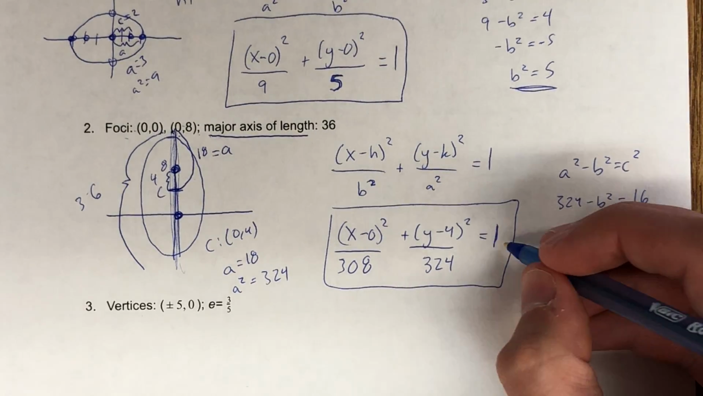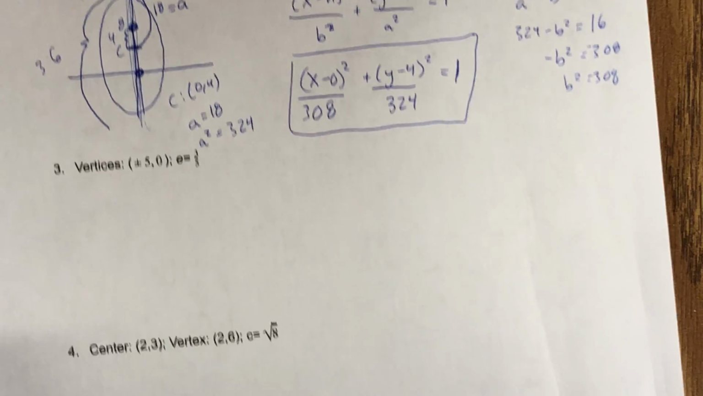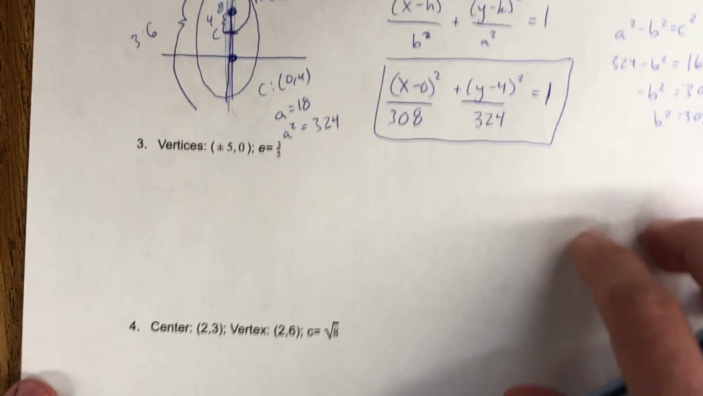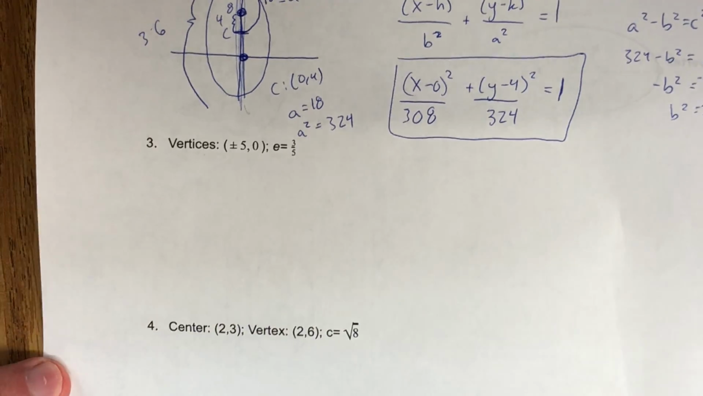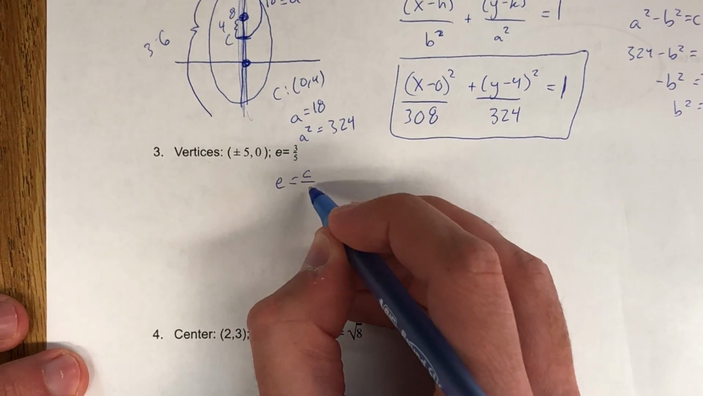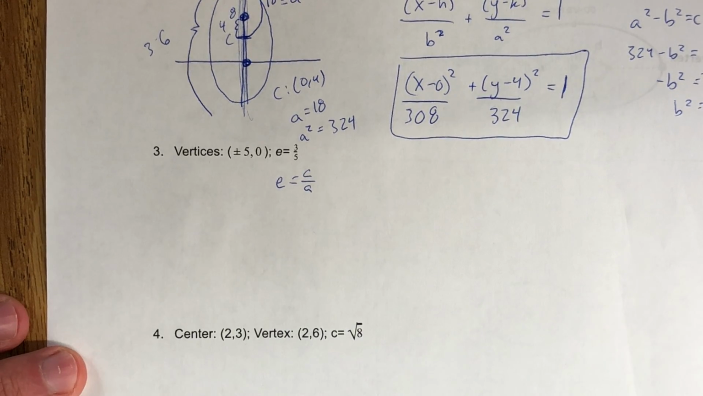So again, just kind of using the information you have. All right, so you have 2 left. I'd like for you to try both of those on your own. Remember, number 3 has your E value, so think eccentricity. E represents, remember, C over A. So keep that in mind as you're going through. Pause the video, give those a try.